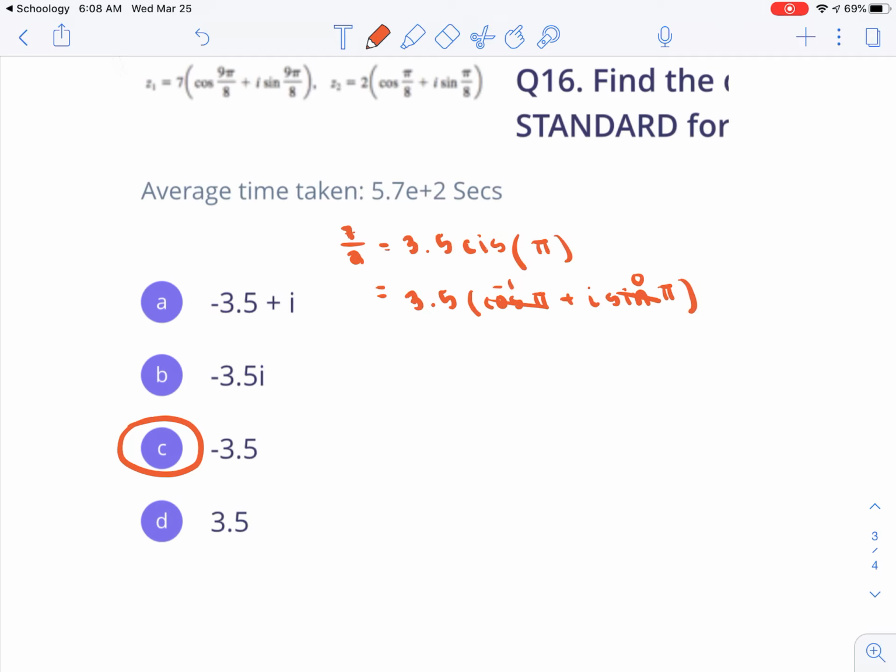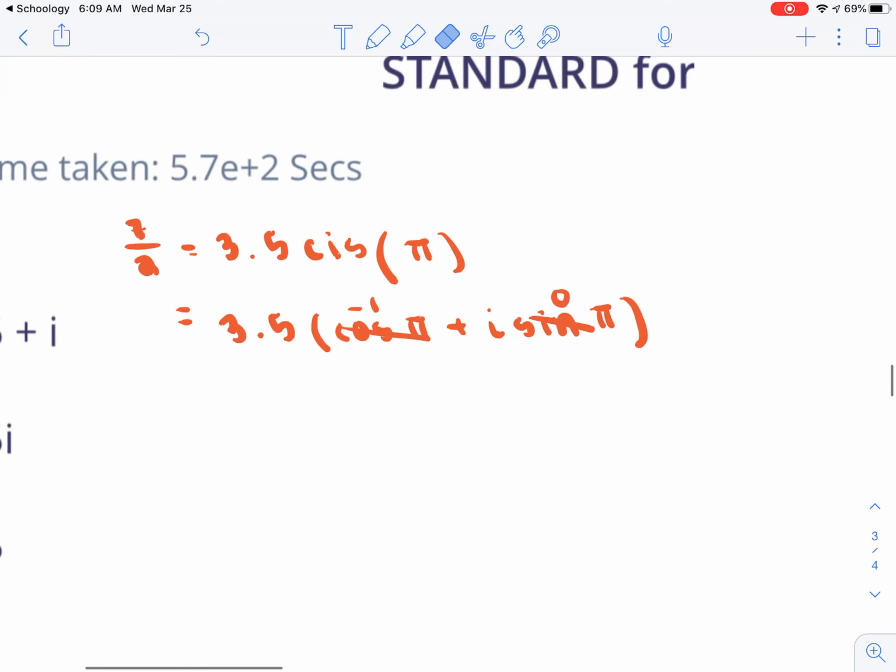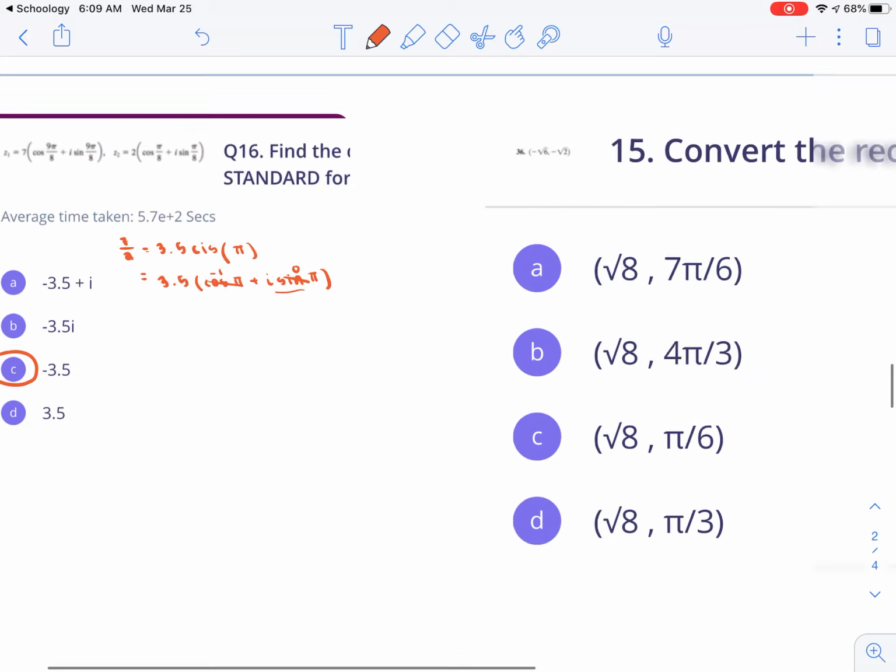I think the most guessed wrong answer was this one. So I'm not sure why that happened. If you messed up the ordered pair for the cosine of pi, sine pi. I'm not sure if it was something like that or just forgetting that when you multiply by 0, this whole term goes away. Not really sure, but that was in both classes the most missed question.